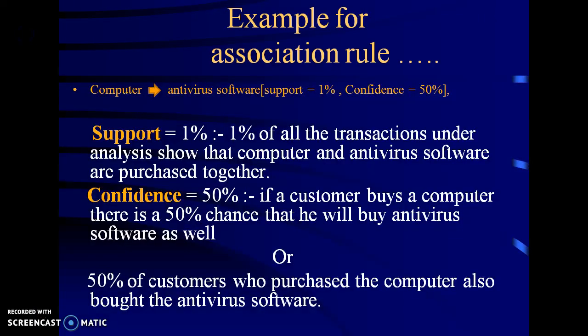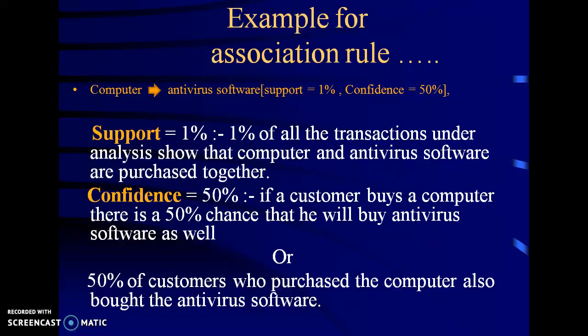Here on the screen you can see: buying a computer tends to lead to buying antivirus software, with a support of 1% and a confidence of 50%. So what is meant by this? I hope support and confidence are new terms for you. A support of 1% means that in 1% of all transactions analyzed, computer and antivirus software were purchased together. That is, you have a transactional history.